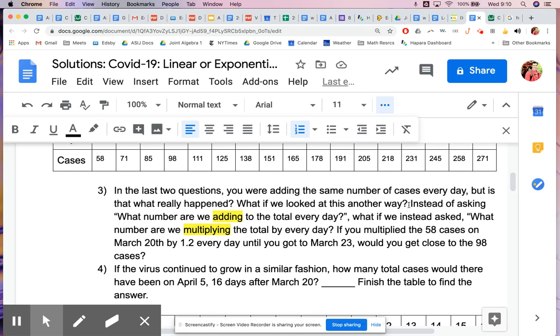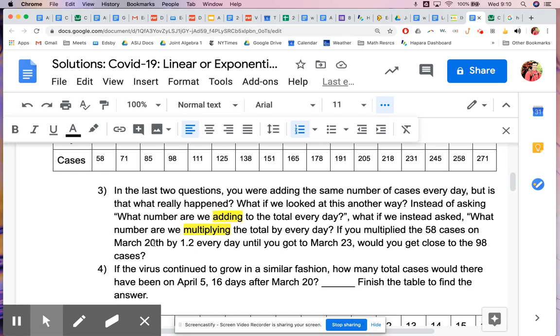What if we looked at this another way? Instead of asking what number are we adding to the total every day, what if we instead asked what number are we multiplying the total by every day? Let's just say you take the 58 cases we started with on March 20th, and we multiply by this number here, 1.2 every day. If we multiply by 1, the number would stay the same. So the fact that we're multiplying by 1 and 2/10 every day means that it should be growing. And let's see what happens.